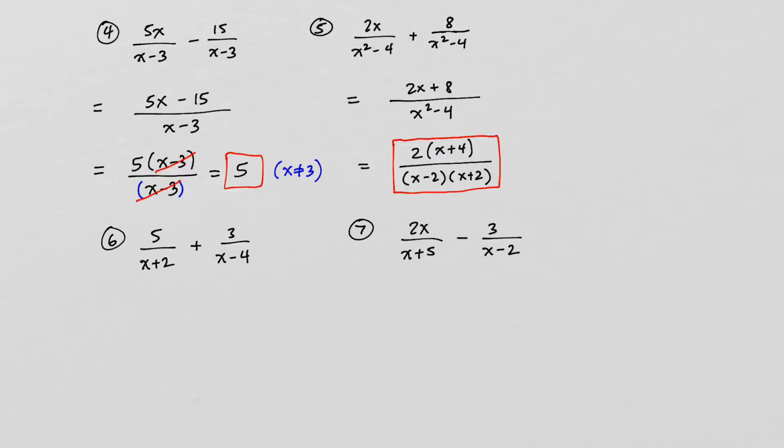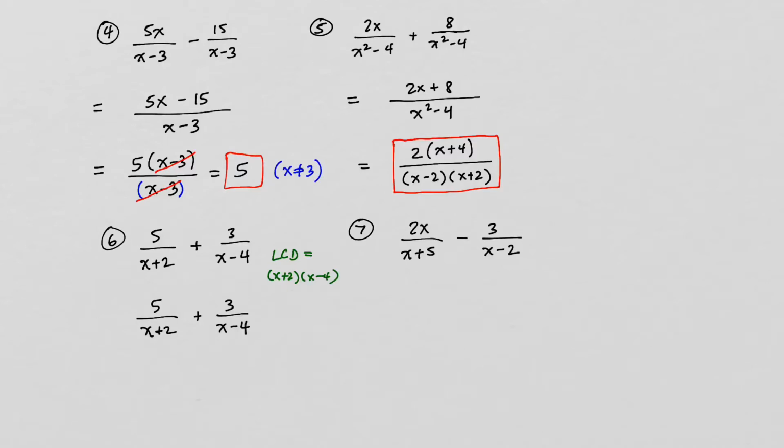Okay, in the next couple of examples, we do not have a common denominator. And so in a problem where the denominators are different, we need to make the denominators equal by multiplying each fraction by the appropriate factor. So in number 6 here, the denominator of the first fraction is x plus 2. The denominator of the second fraction is x minus 4. The least common denominator, or LCD, is going to be the product of those two factors.